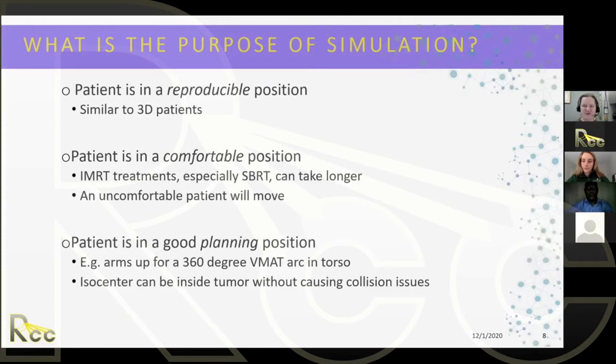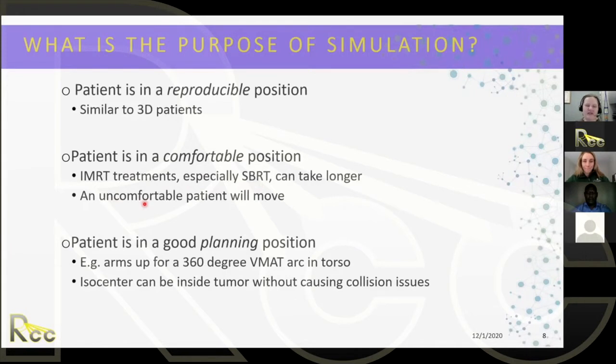One trick we actually use is sometimes we put the patient down, and if we're not sure it's reproducible, we make the patient get up and go down 1 or 2 times, and that usually works out all these little kinks and gets them in a good position. What I have learned also is that it is important that the patient is in a comfortable position. The reason for that is that IMRT treatments, especially once you move to stereotactic body radiation therapy, can take longer. And if the patient is uncomfortable, they will start to move, and that defeats the whole purpose of simulation.